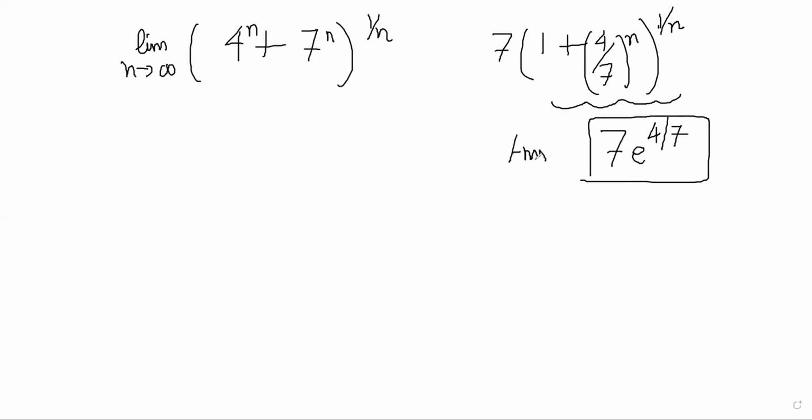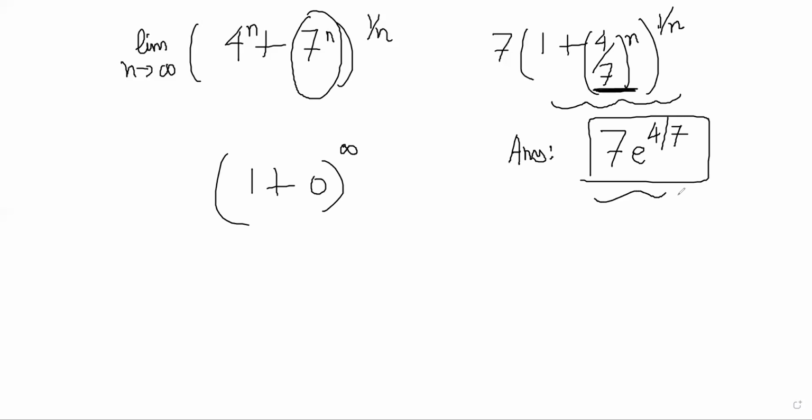But dividing by 4 power n won't help, because then it is becoming greater than 1. That doesn't tend to 0. Correct. You have to make it fit the pattern, something tending to 0, something tending to infinity. So therefore, dividing by 7 power n is the right step. This is the answer.